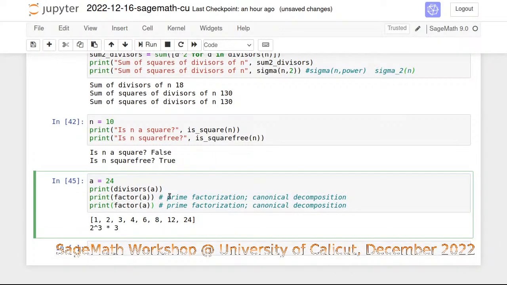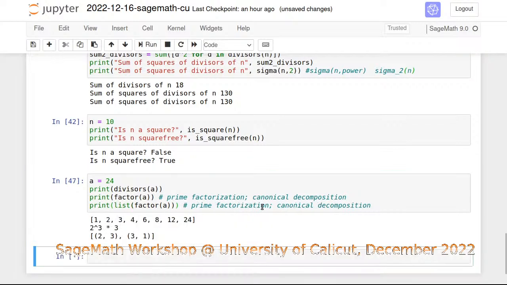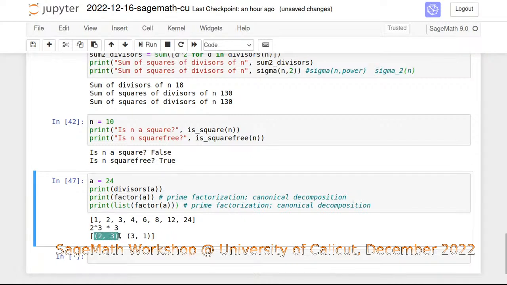And if you use this, we get it as a list, which essentially means that 2 is appearing thrice. If you use print list factor A, 2 is appearing thrice and 3 is appearing once.